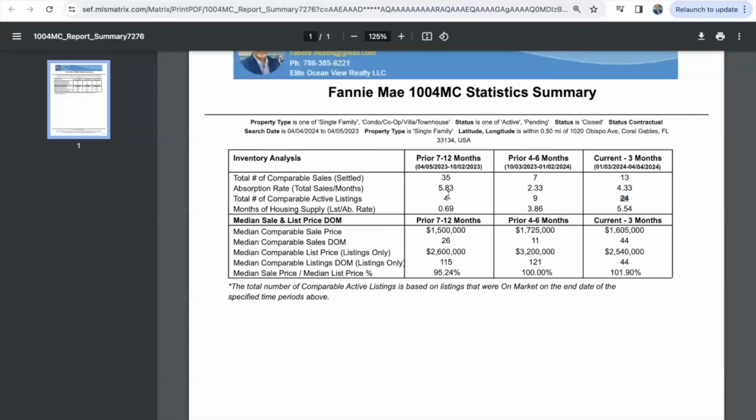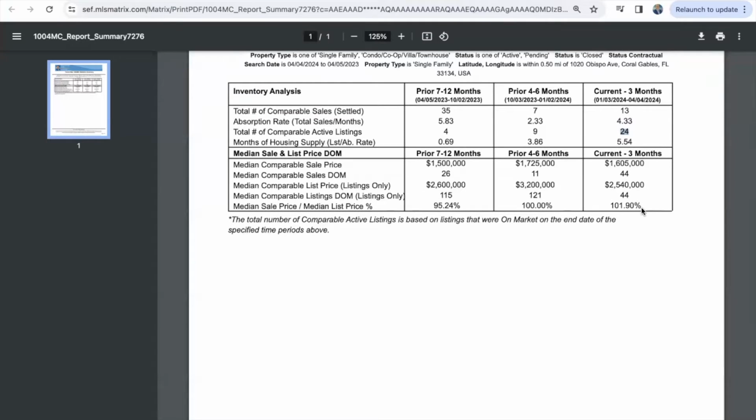You go from 4 to 24, right? I mean, you go from 9 to 24. So we have more inventory. That means we have more supply. What happens when you have more inventory in any setting, in a store, in a car dealership, in a housing market? Okay, prices tend to drop a little bit.